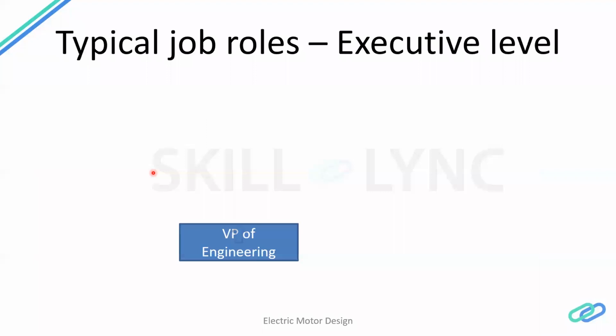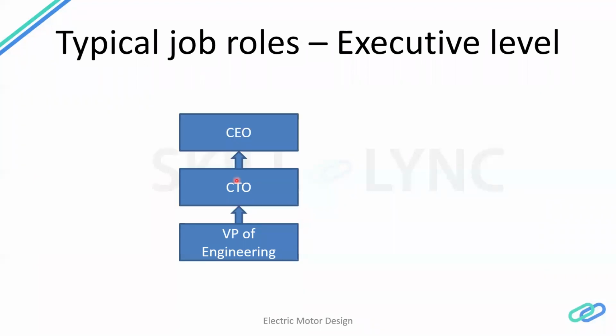If you go to executive level, I think at this point, everybody reports to VP of engineering, vice president of engineering, and then there is CTO who will take strategic decisions to move the company in a way such that they're developing innovation or innovative technologies. And then on top of that is pretty much CEO.